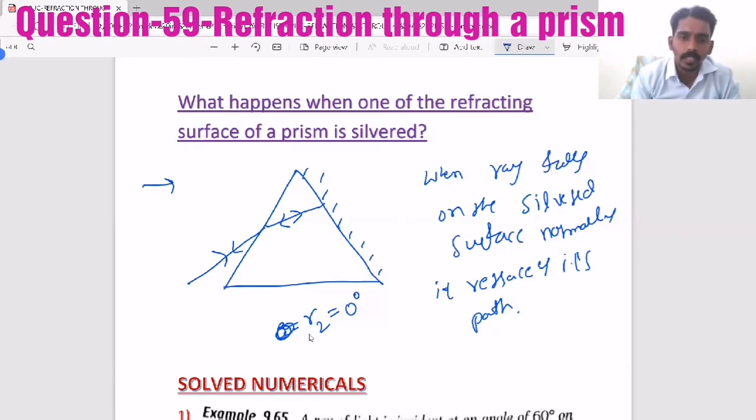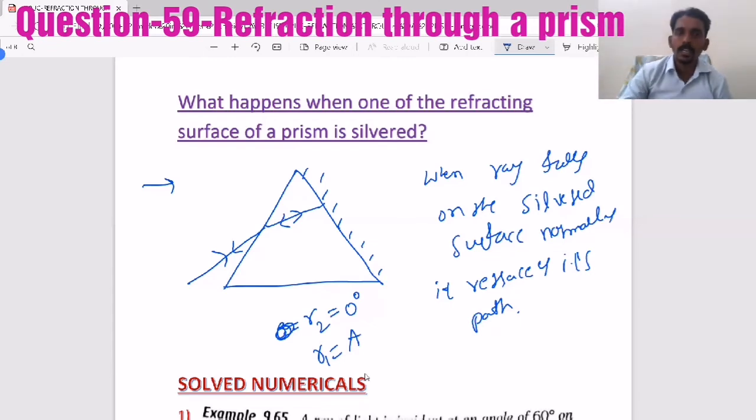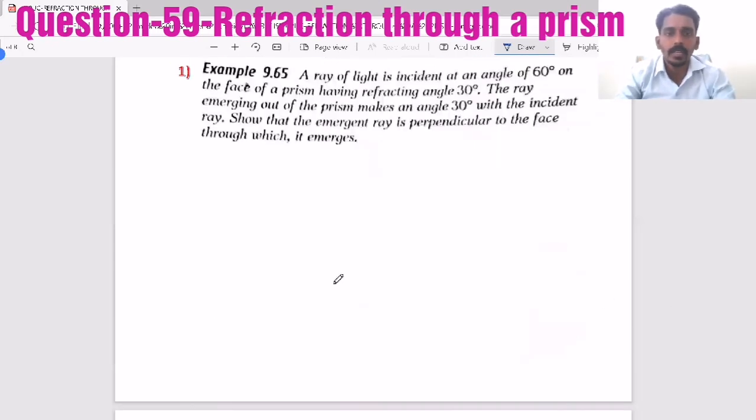So when R2 is 0, then R1 should be equal to what? A. So that way you have to understand the condition. These all things are helpful in solving the numericals. Let's see the questions based on whatever we have discussed. I explained a lot on this topic because many times they ask questions, and prism is a very important topic in this chapter compared to all the other topics. Now let's see the examples.